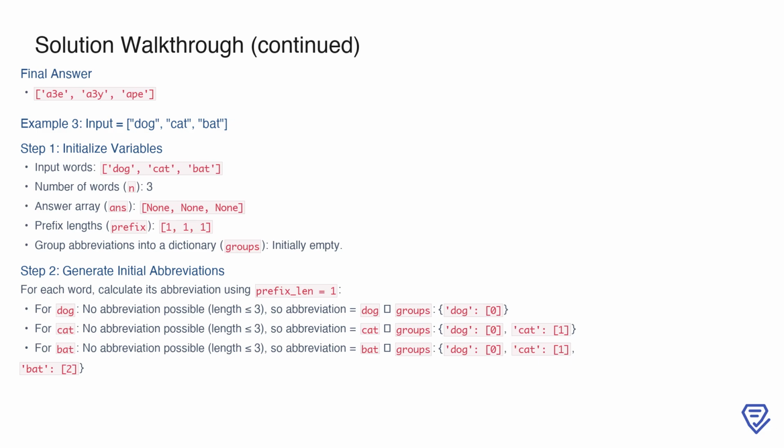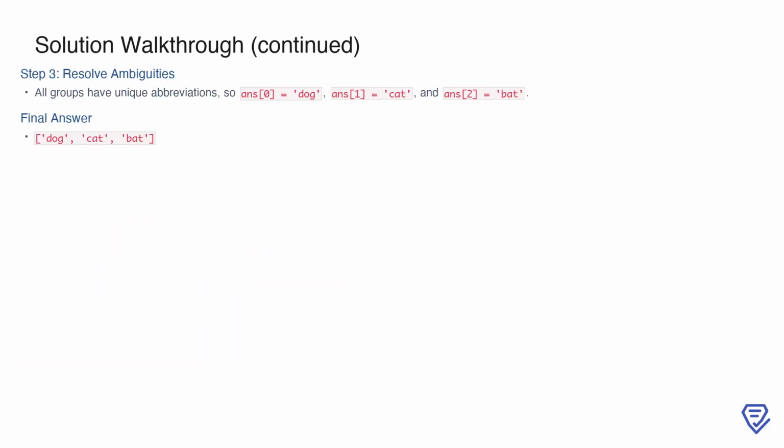Using a prefix length of 1, we calculate the abbreviations. For dog, no abbreviation is possible because its length is less than or equal to 3, so the word itself is used as its abbreviation and added to groups under the key dog. The same logic applies to cat and bat, which are added to groups under their respective keys. At this stage, the groups are dog: 0, cat: 1, bat: 2.